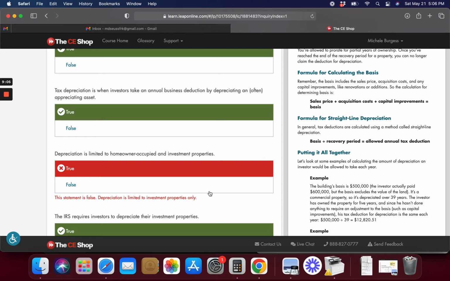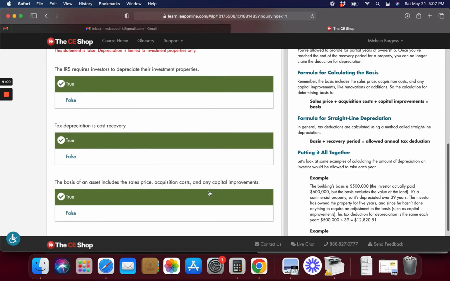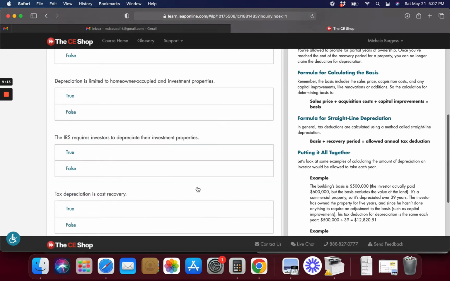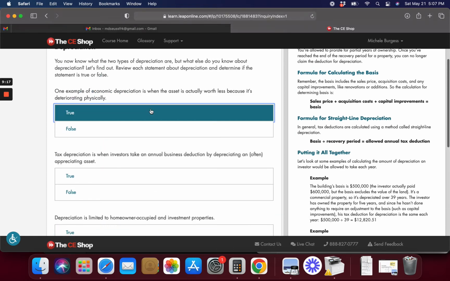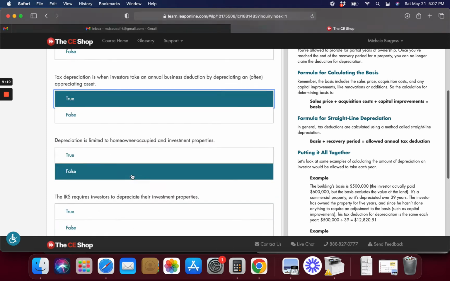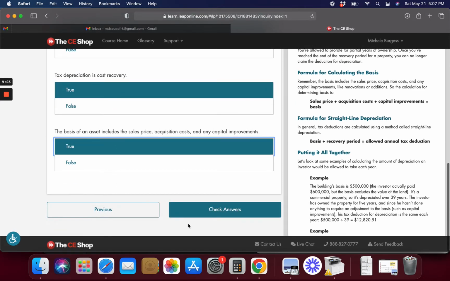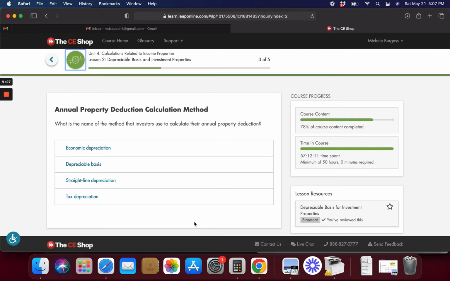Depreciation is limited to investment properties only. Okay. Everything's true except this one. Depreciation is limited to investment properties only. That's what I thought, because otherwise all homeowners would be doing that. There is a downside to doing that depreciation. I just can't remember what it is off the top of my head.